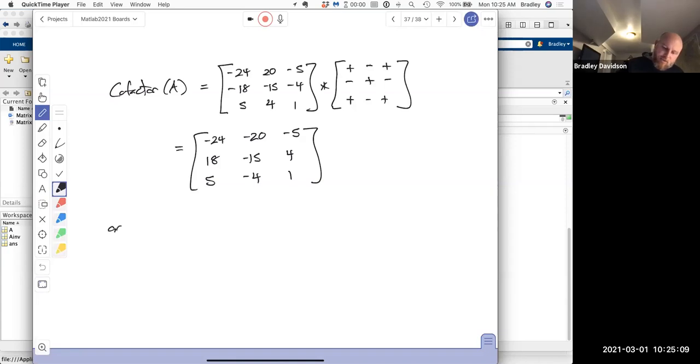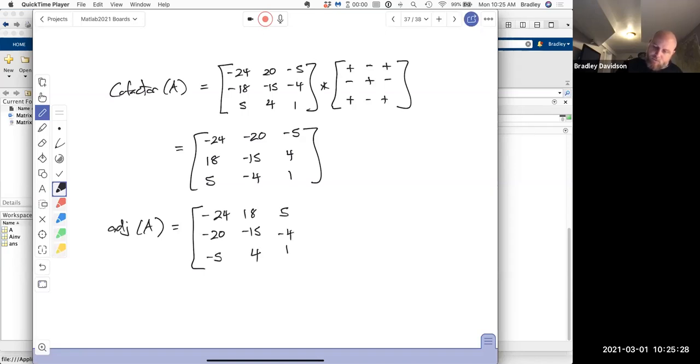Then to get the adjoint, we're going to take the transpose of the cofactor, which means we leave our diagonal the same, negative 24, negative 15, 1. And then we put a negative 20 here, 18 here, negative 5, 5, 4, and negative 4. So we flipped around our diagonal.